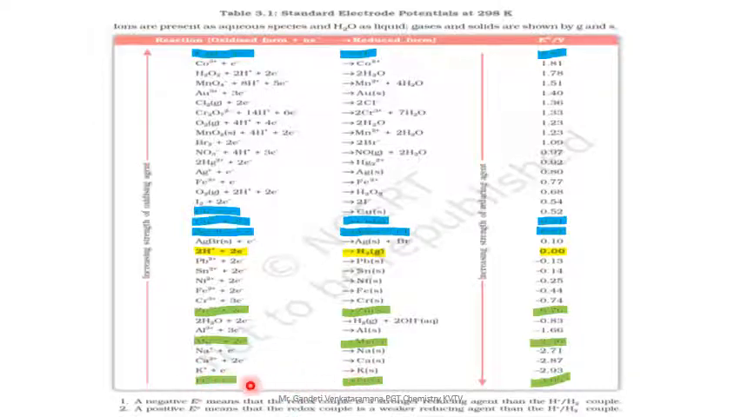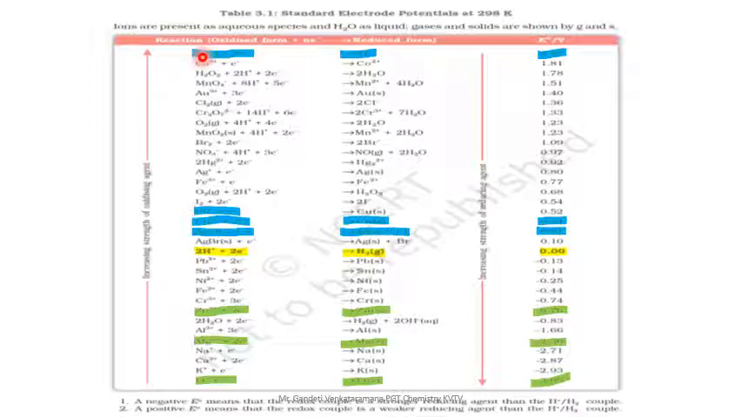Where is the most positive? 2.89. So this is a strong oxidizing couple. Okay, students, check the positive and negative values. Where more positive is there, it is a strong oxidizing couple. Where more negative values are there, these being reduction values, it is a strong reducing agent.